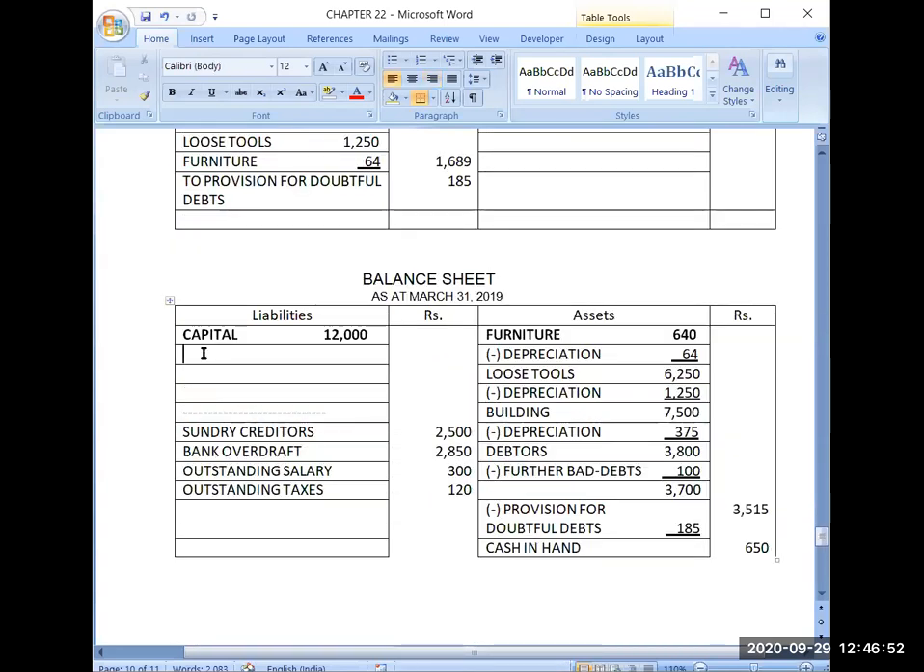Added to the drawings existing in the trial balance, but because no drawings are existing right now, that's why this only amount will be drawings, and I will be deducting this drawings from here. Drawings, and the amount will be 225. Now when I will deduct this amount, I will get some amount of capital that I will be writing here. It will be 11,775.